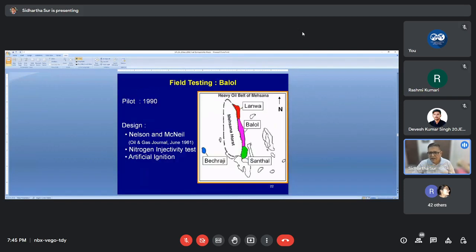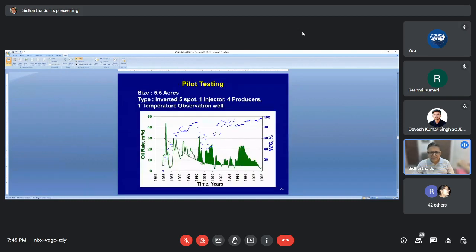A small area of pilot was tested here of 5.5 acre, one injector, 4 producers, and 1 temperature observation well was drilled and produced. But you can see here what happened. The 4 production wells, including the injector, not the temperature observation well, all these 5 wells were put on production before pilot started in 1990. So it was an inverted 5-spot, 1 injector, 4 producers, and 1 temperature observation well. Very small pilot, very quick results.